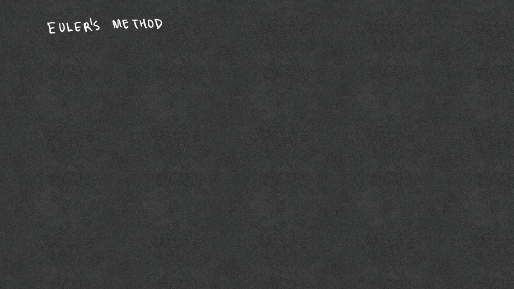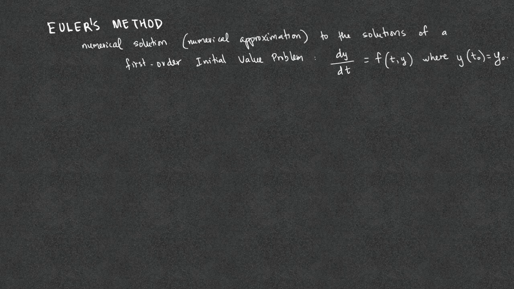Euler's method. We use Euler's method to find the numerical solution, or the numerical approximation, to the solutions of the first order initial value problem dy/dt = f(t, y), where the initial values are: when t equals t naught, y equals y naught.